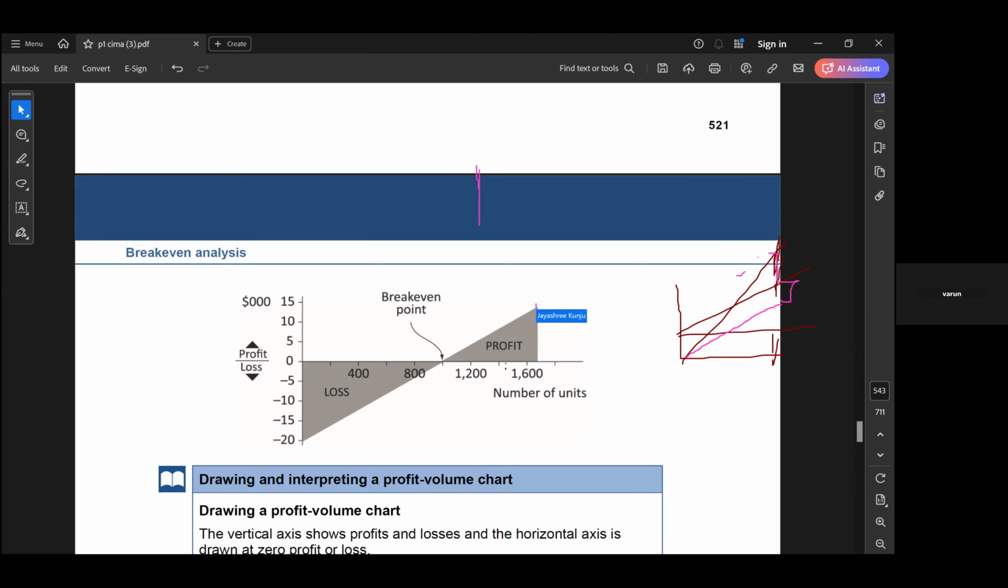You have 2 points here, right? And this is the volume. You just connect the two, you'll end up at 1,000. And 1,000 is what? 1,000 is the units at break even. See here, there's no profit, no loss, right? Very visible. So this is the beauty of it.